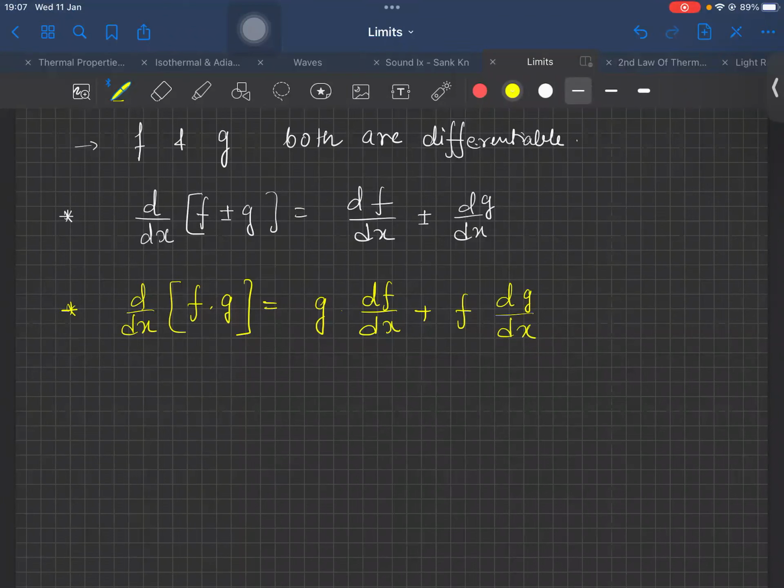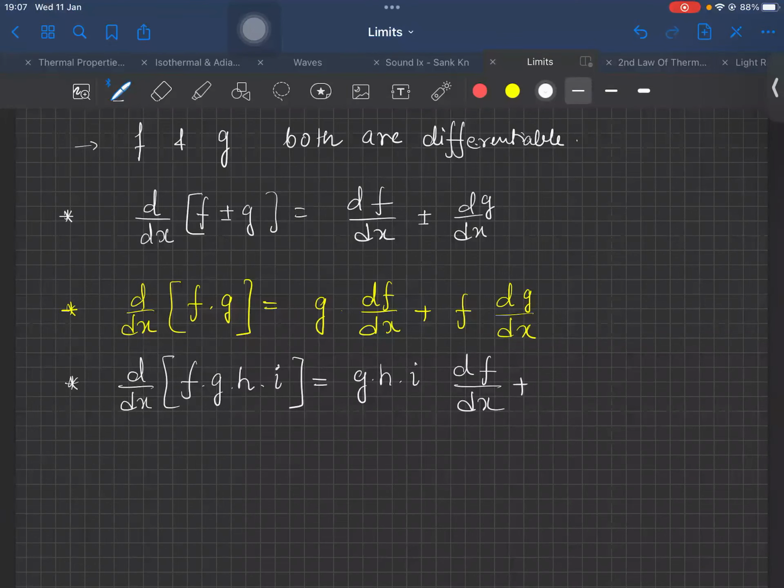Understood? Now suppose you have more than two functions, d upon dx of more than two functions: f, g, h, and what else, I. Let's say these are the four functions and you have to find the derivative. So what you will do, it's very simple. First you will differentiate the first function, then add all the functions, and you have to take the sum of all of this.